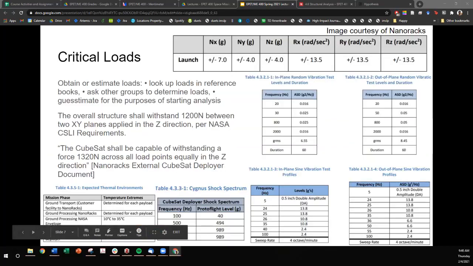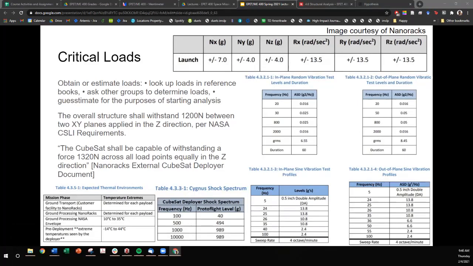All right, so to define critical loads, we obtain or estimate loads. This can be done by looking up loads in reference books, like here, where I'm going to explain where I've taken these numbers. You can ask other groups to determine loads or guesstimate for the purposes of starting analysis. Some loads are just not known beforehand, so you can do back of the envelope calculations.